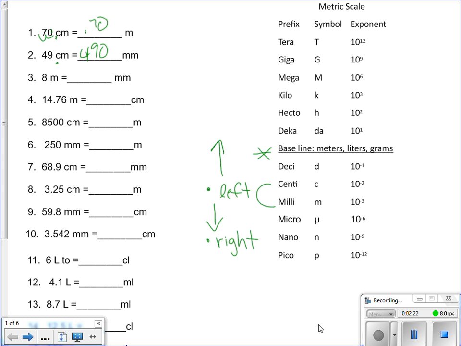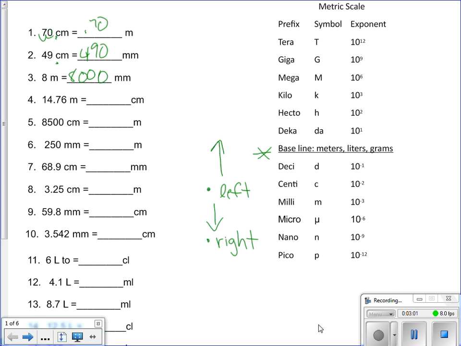All right, number 3, we're going from meters to millimeters. So meters is the baseline. We're going down to milli, so it's 1, 2, 3 steps. If we go down, we move our decimal right. Our decimal is understood to be after the 8. So we move it 3 times to the right, and we put an 8 and our 3 zeros.